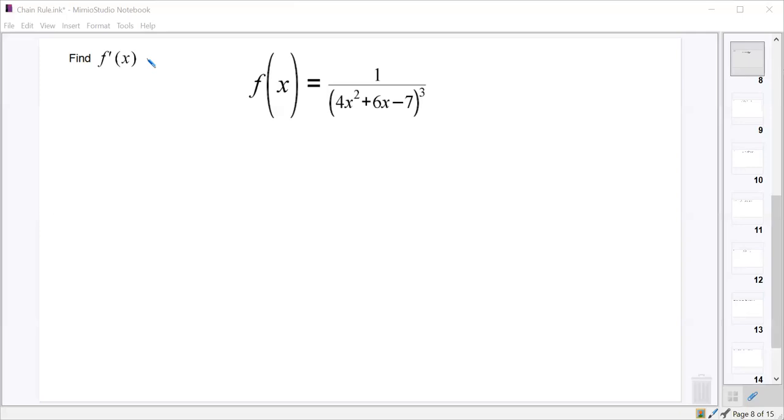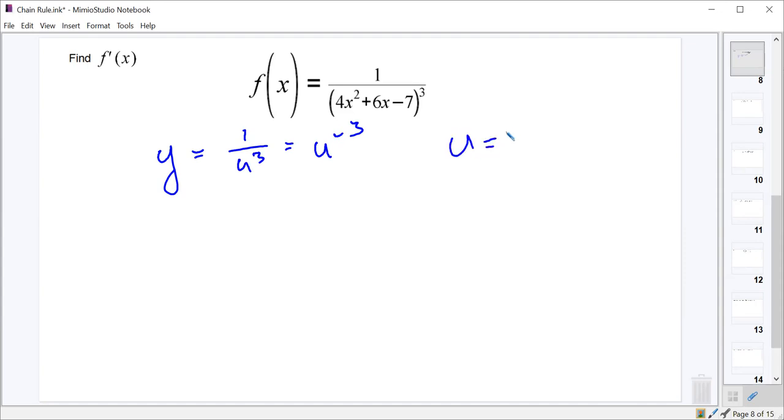How's that going? You guys doing all right with that or no? What was the y equals that you guys used? 1 over u cubed, or you might have written it as u to the negative 3. Either one of those would be fine. For one, you could use the reciprocal rule. For the other, you could use the power rule. And we'd have u equal to 4x squared plus 6x minus 7. Everybody good there?